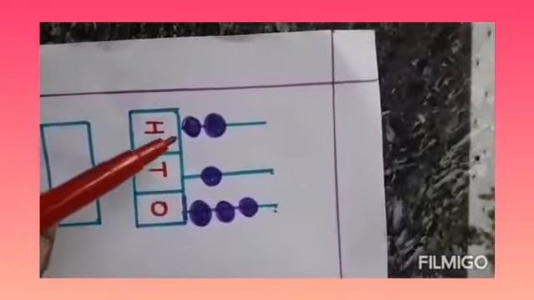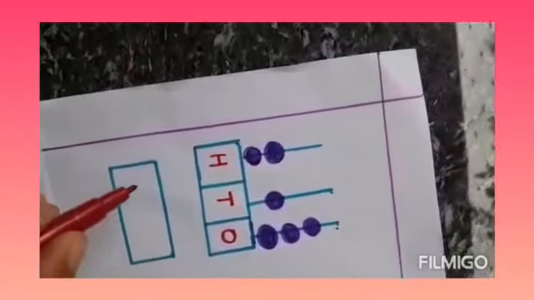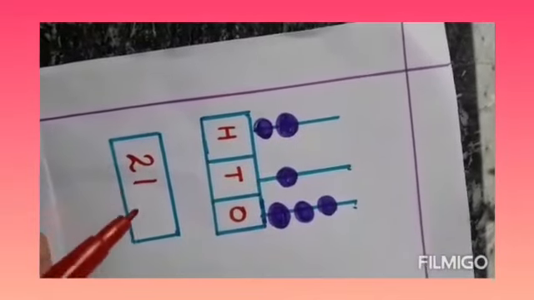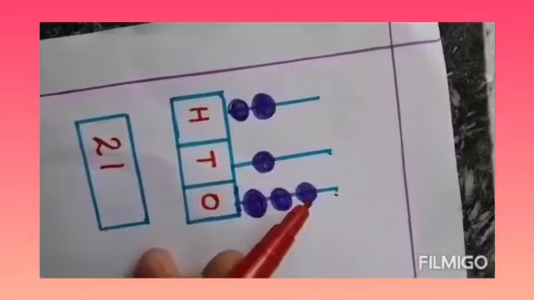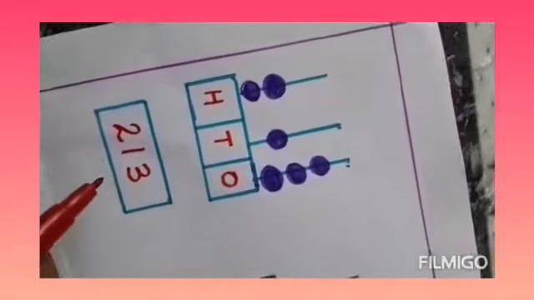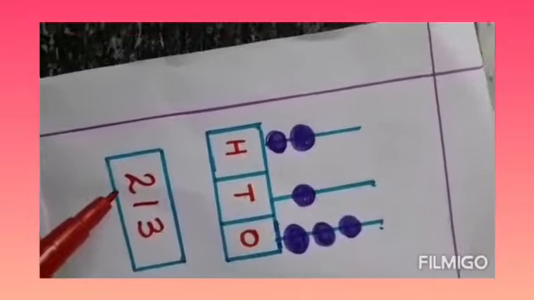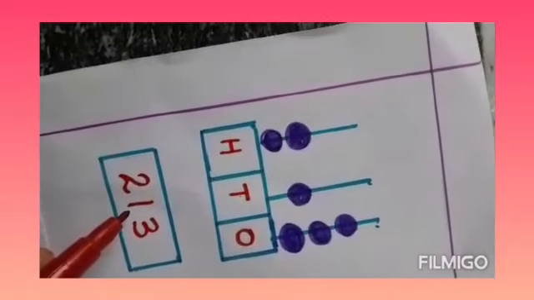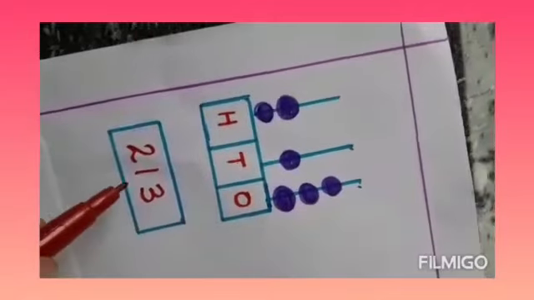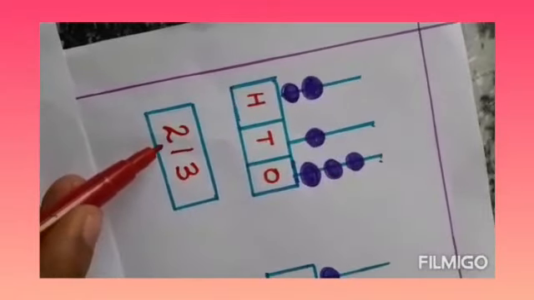Now let's try some examples. Arrange the numbers in the place value chart. Here is the chart. How many beads in the hundreds place? 2. How many beads in the tens place? 1, that means 10. How many beads in the ones place? 1, 2, 3. How can we read this? 200 and 1 ten plus 3 ones, that means 10 plus 3, 13. So the answer is 213.